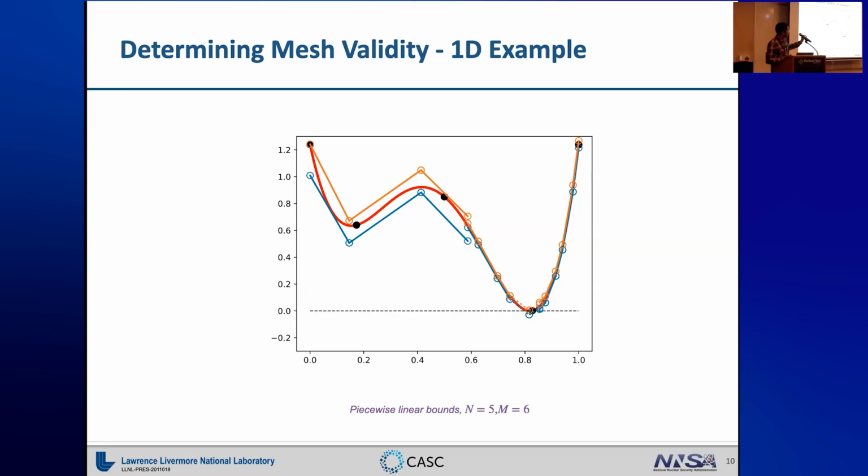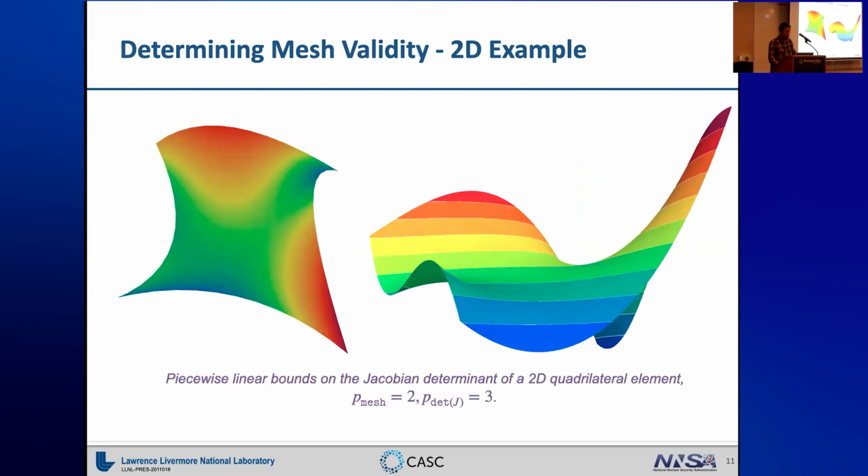And again, I see there's one region where the bounds still have opposite signs, and I do another recursion. By this point, I see that the upper bound has become negative. And when the upper bound is negative, at that point, I can guarantee that the element is inverted somewhere. That was just a 1D example.